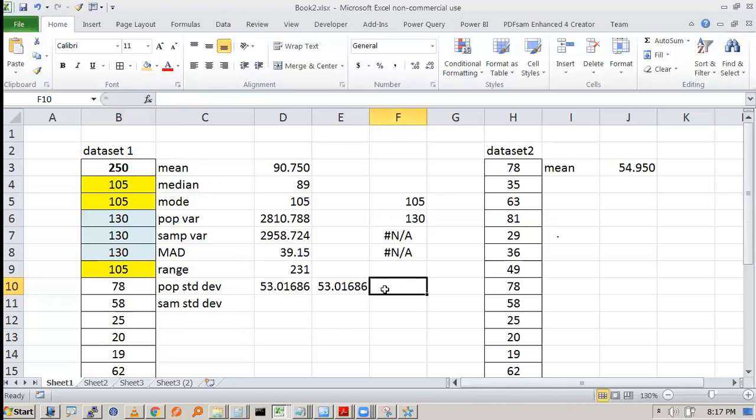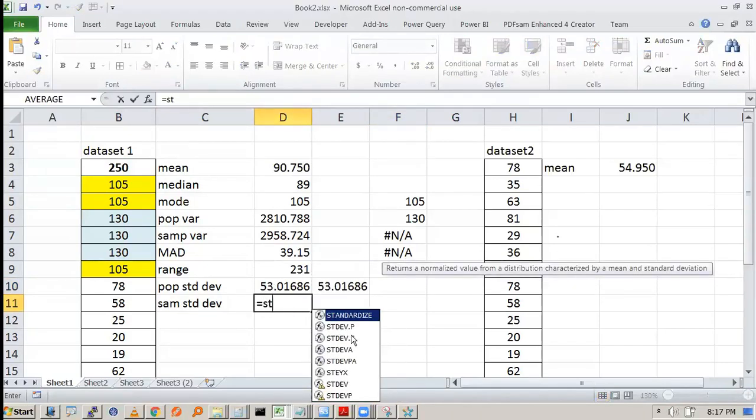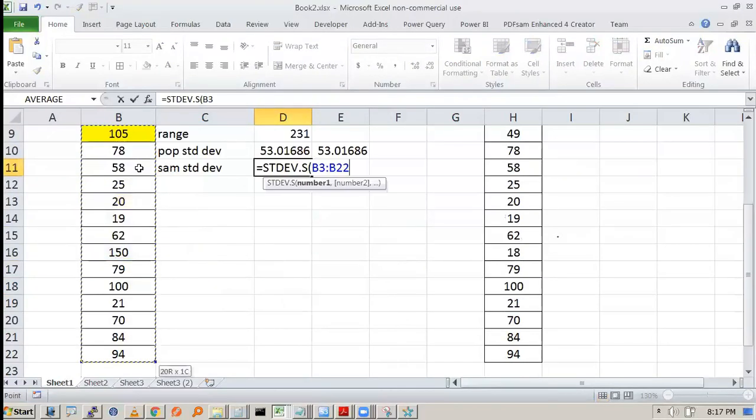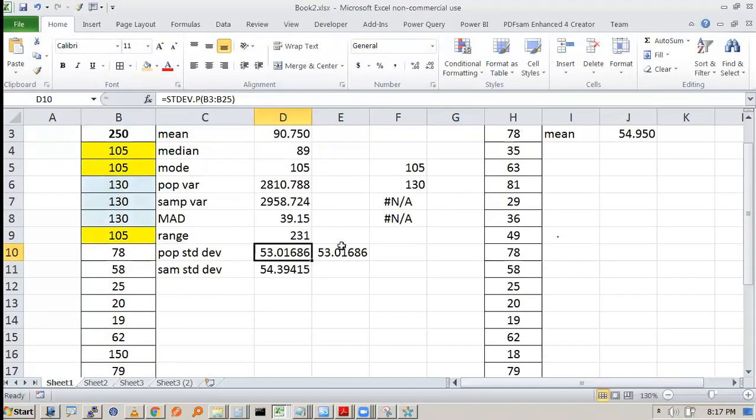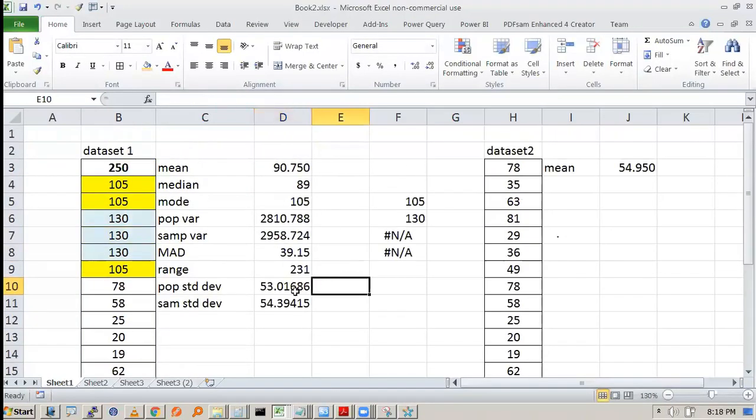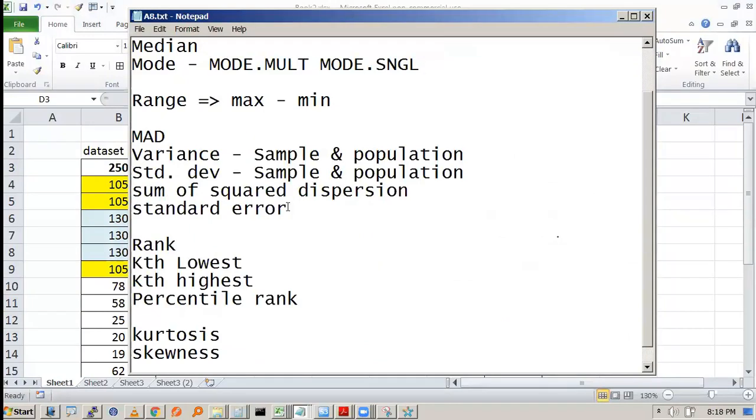I was just illustrating. Then there is the sample standard deviation, STDEV.S, so select only the numbers that you can see. Don't select anything else. So this is your sample standard deviation. We have these statistical functions using which we are able to compute this.